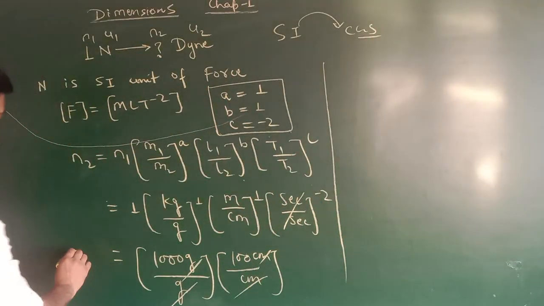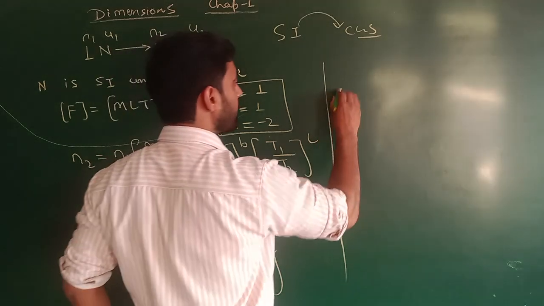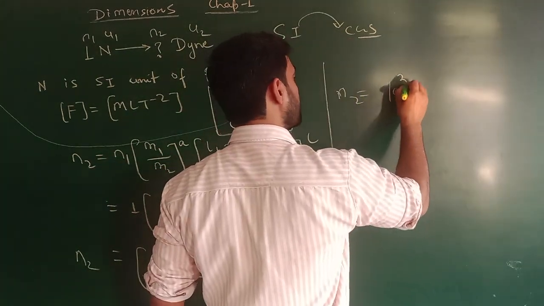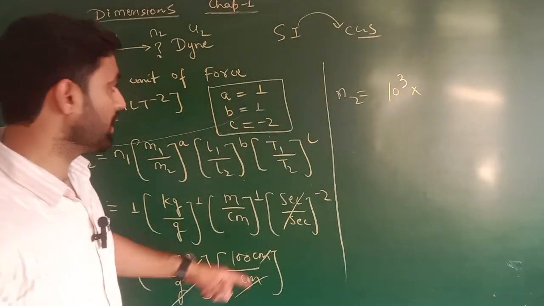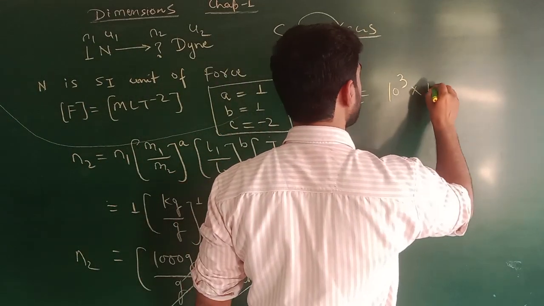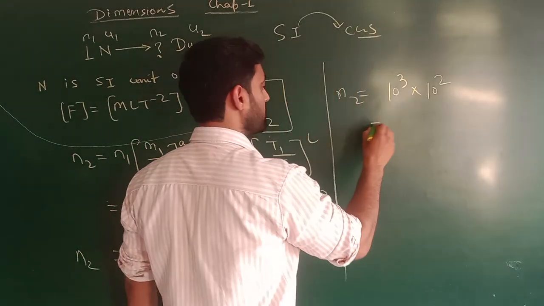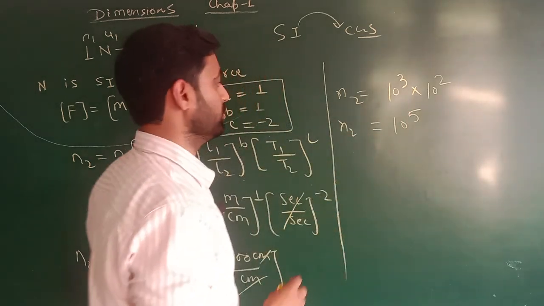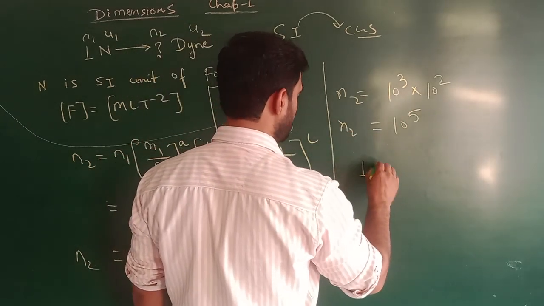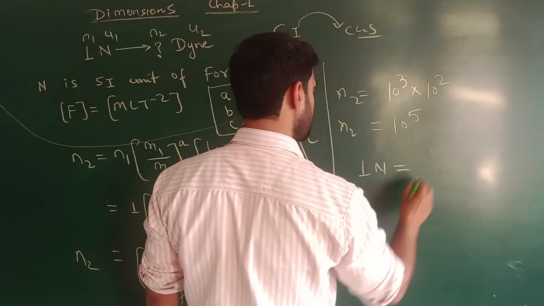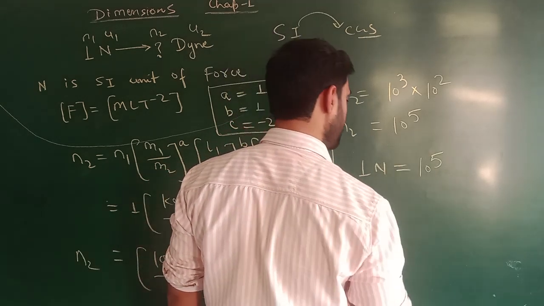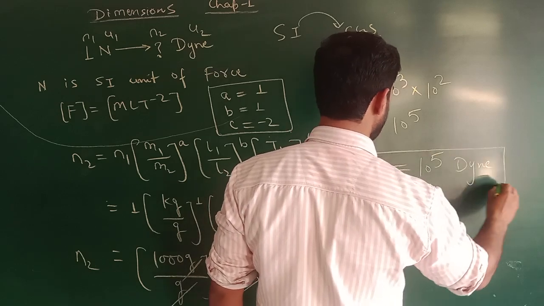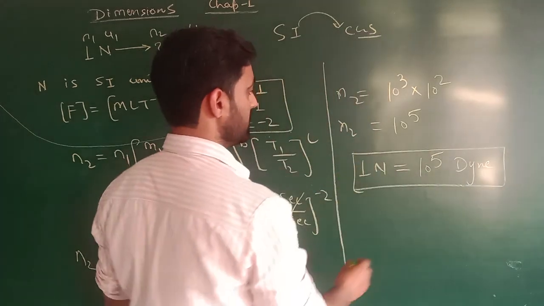So I am getting N2 equals 10 power 3 multiplied by 10 power 2. That is 10 power 5. This is the value of N2. That means 1 Newton equals 10 power 5 dyne. So this is how we will do the conversion of units. This is the answer.